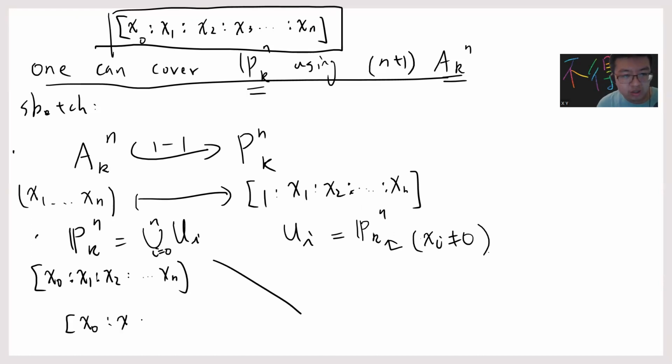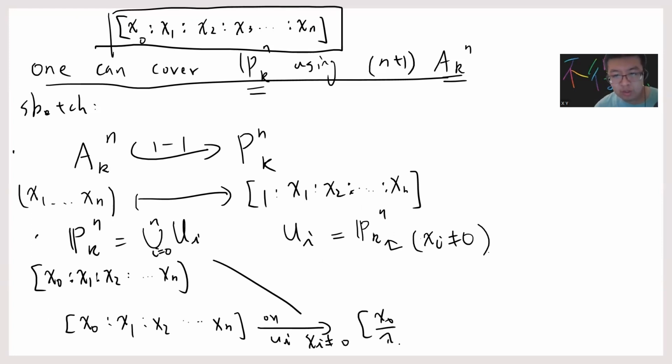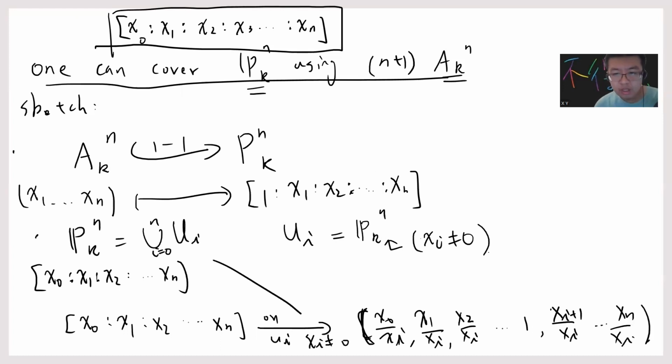So for each Ui, I can construct a map, starting from x0 up to xn, and on Ui, which means that I restrict xi to be non-zero. Then I can divide every coordinate by xi, so I get x0 divided by xi, x1 divided by xi, x2 divided by xi, and 1, and x(i+1) divided by xi, up to xn divided by xi. Okay, since it's 1, you can see that I can delete it.